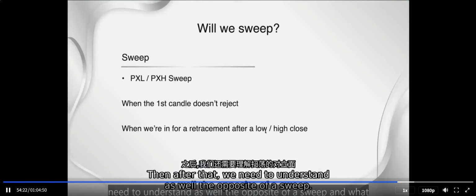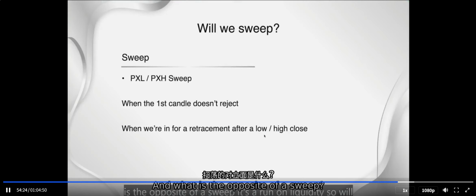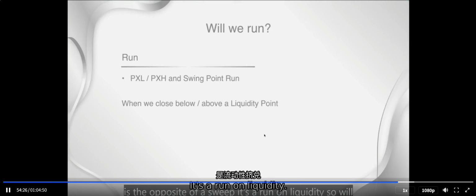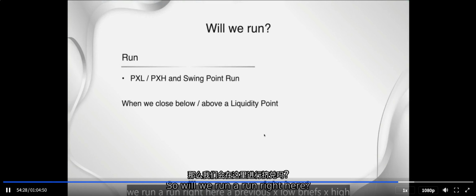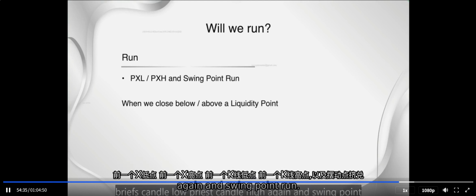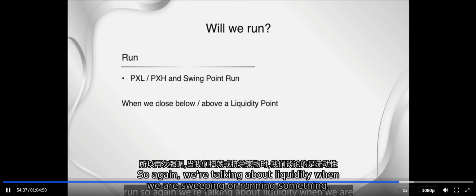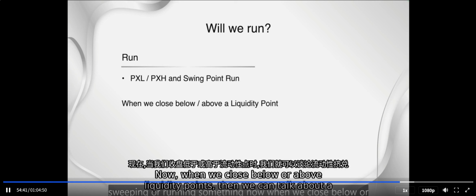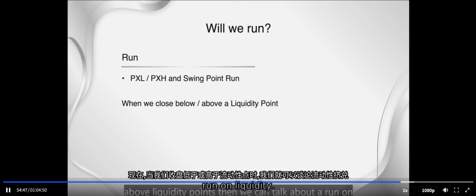Then after that, we need to understand as well the opposite of a sweep. And what is the opposite of a sweep? It's a run on liquidity. So will we run right here? A previous X low, previous X high, previous candle low, previous candle high again, and swing point run. So again, we're talking about liquidity when we are sweeping or running something. Now, when we close below or above liquidity points, then we can talk about a run on liquidity.